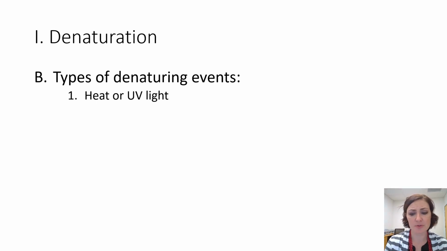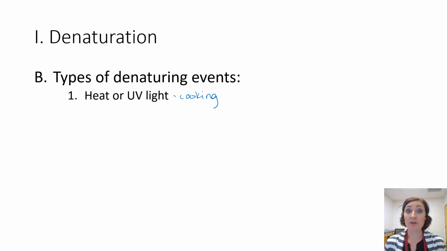All right, so let's talk about some things that can denature your proteins. The first, and I think the most obvious, to me at least, is heat or UV light. So you can always think of cooking when you think of this. If you were to think of an egg, it comes out and the whites are clear. As you cook it, you're actually denaturing the proteins. So you're kind of unfolding those proteins in their three-dimensional shape.